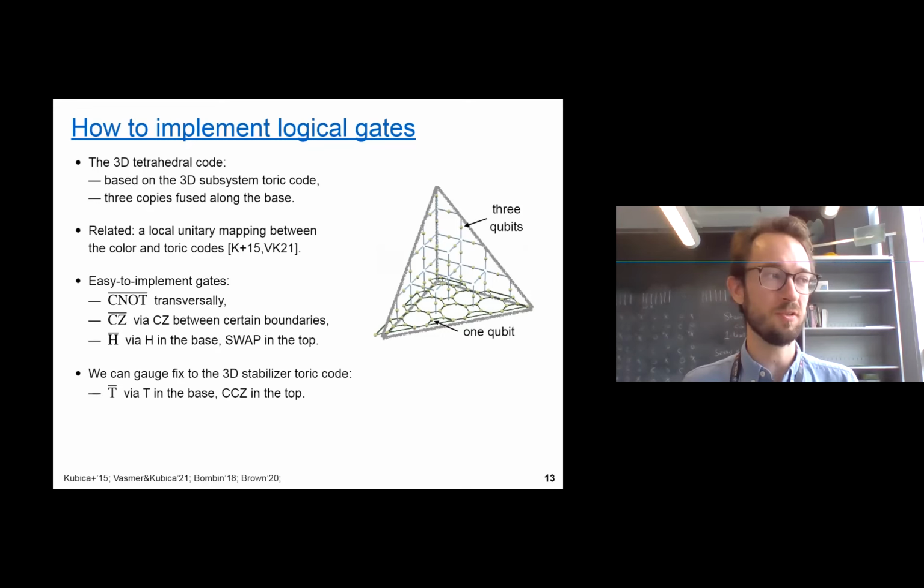And then the nice thing is you can gauge fix to a 3D stabilizer toric code, as in the color code case, which has a transversal logical T gate. So this gives you the full set, and this is one way you could think to do fault tolerant logic.